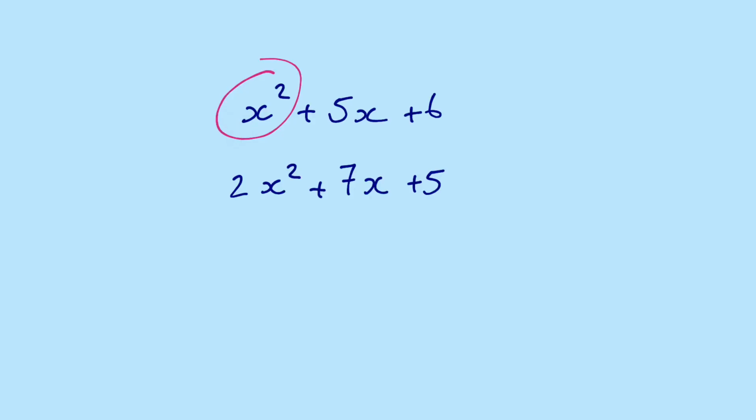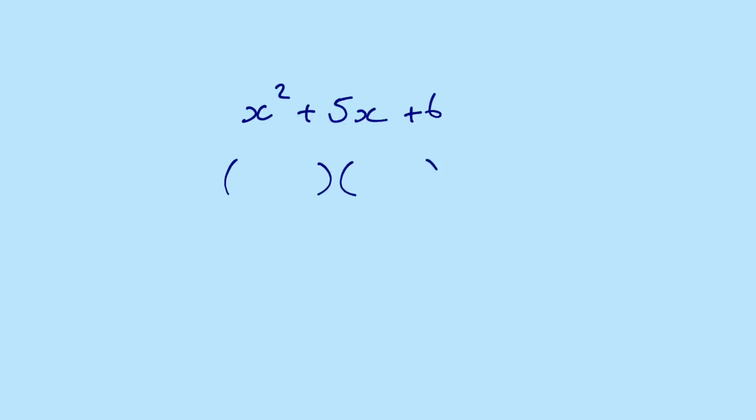The second quadratic expression has a coefficient greater than 1. Here you can see it's 2. We will first look at how to factorise expressions when the coefficient of the x squared term is 1. When you factorise a three-term quadratic expression, you will put it into two brackets. Then the next step is you put an x at the front of both pairs of brackets.